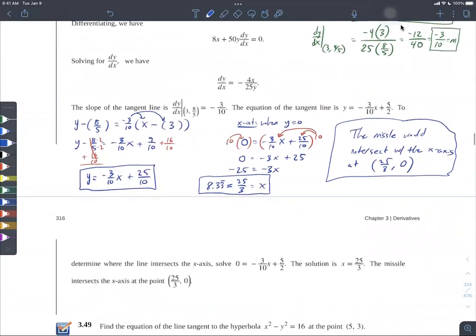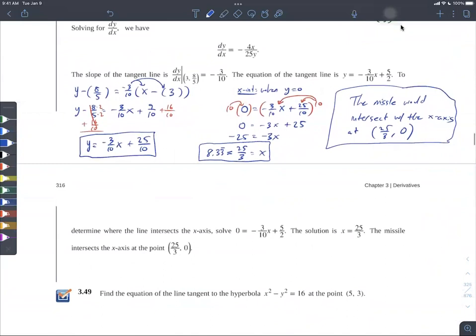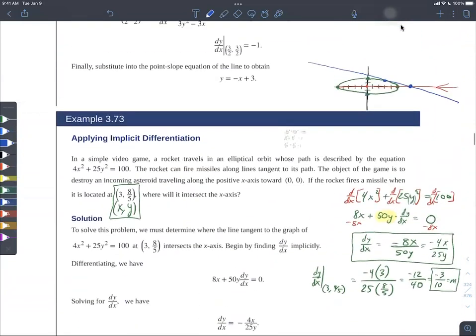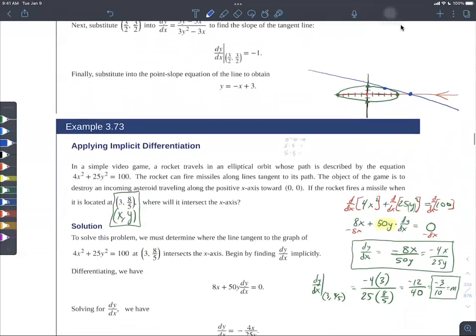And that is exactly what is done in the solution here. Okay, so hopefully, when we are at this point here, the tangent line is this way. When the rocket is fired, hopefully the asteroid is at the location (25/3, 0). That way it'll get blown up.